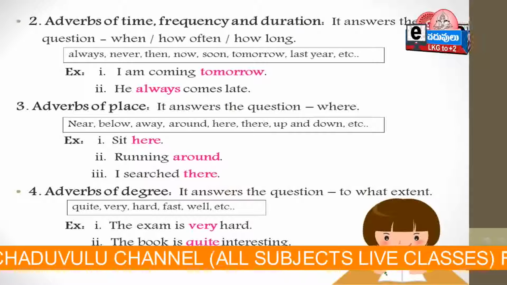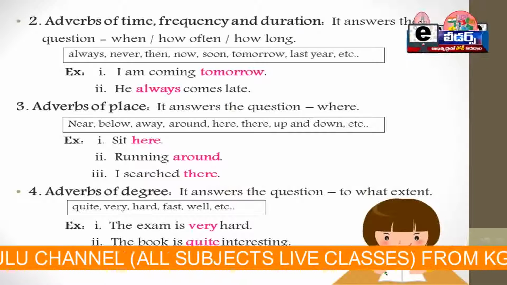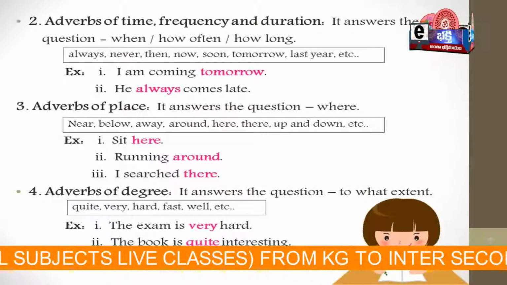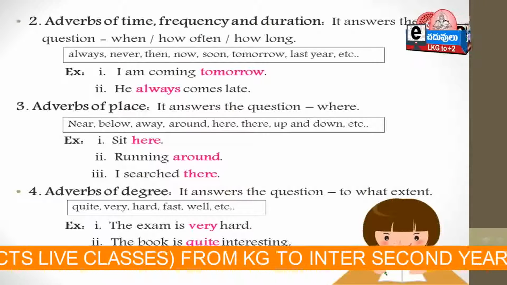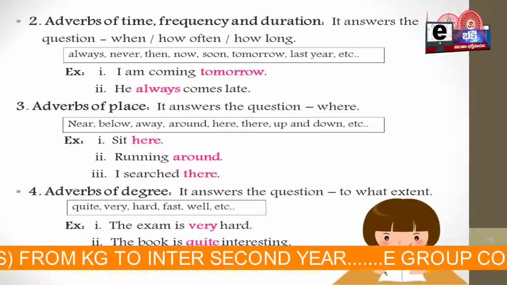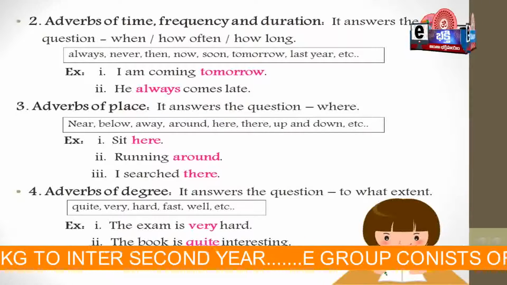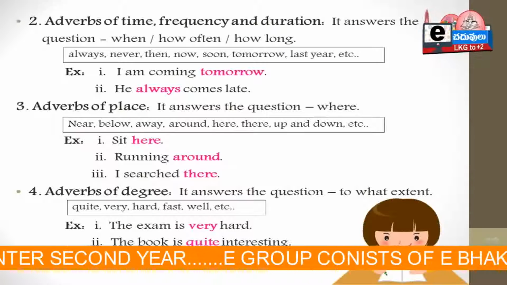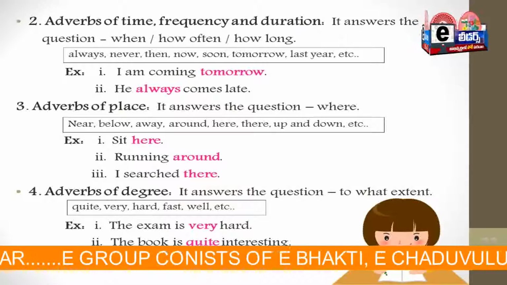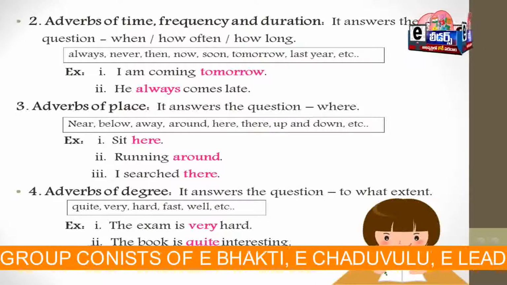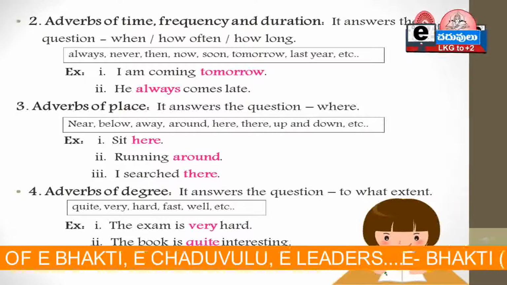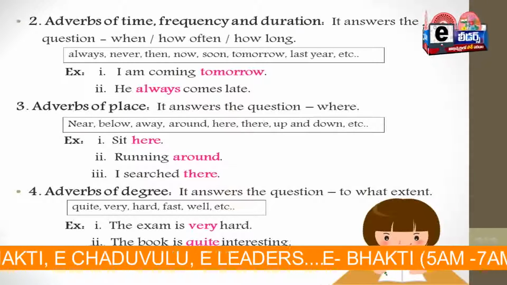Now the example sentences are: I'm coming tomorrow. He always comes late. Here in the examples you can see that it is telling about the time of action. Adverbs of place. This answers the question where. That means where the action takes place. The examples are near, below, away, around, here, there, up, down, etc.